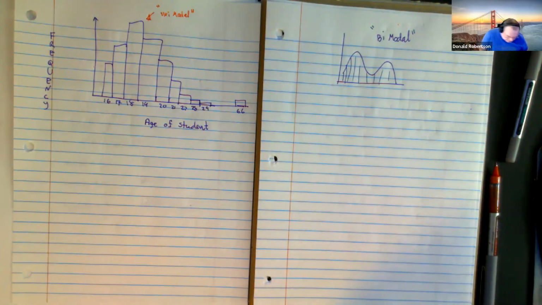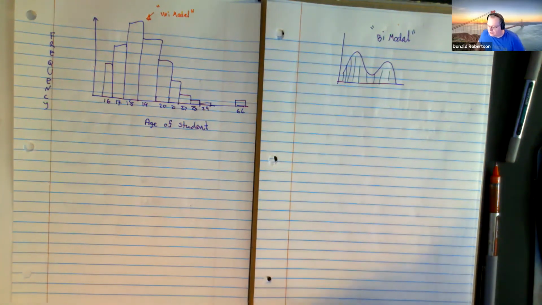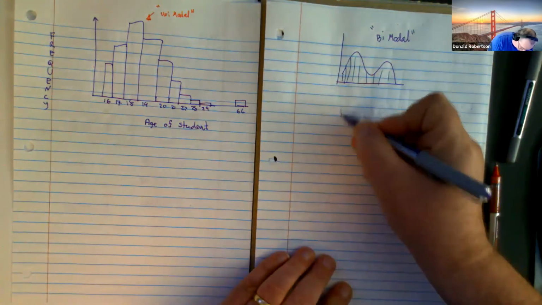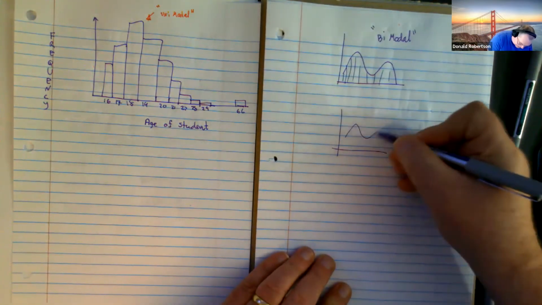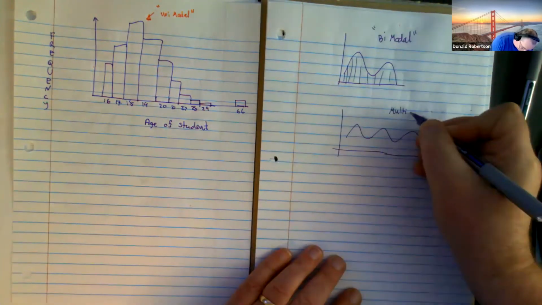Bimodal. Now, you could say, well, what do you do with 3 hills and 4 hills and 27 hills? Do you start going through various names? Well, you could, but we don't. For instance, if it had 3 hills, we could call it trimodal. And if it's 4 hills, we could call it quad modal, but we don't. After 2, it doesn't matter if it's 2 or 22, if there's more than 2, we just call it multimodal.